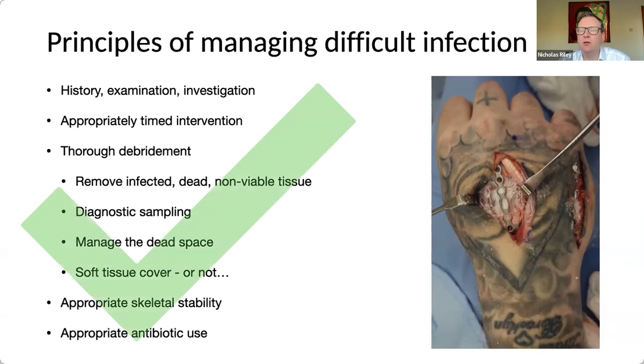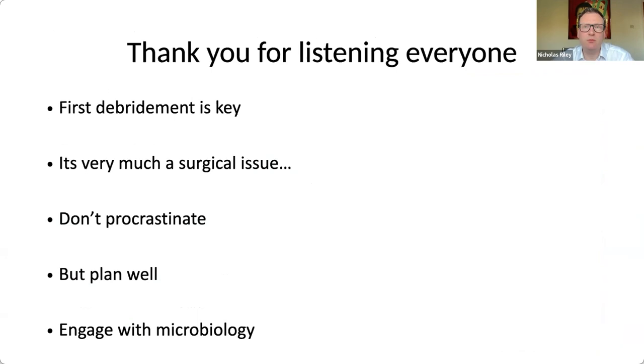So because we've undertaken these principles well, we're able to achieve good results. I think my take-home messages are that the first debridement is really important, and it's very much a surgical problem. You cannot lay this at the microbiologist's door. If the osteomyelitis comes back, it's because it wasn't debrided well enough. Be assertive with infection. Don't let the sun set on it, but plan it well and really engage with your microbiologists. You won't regret it.